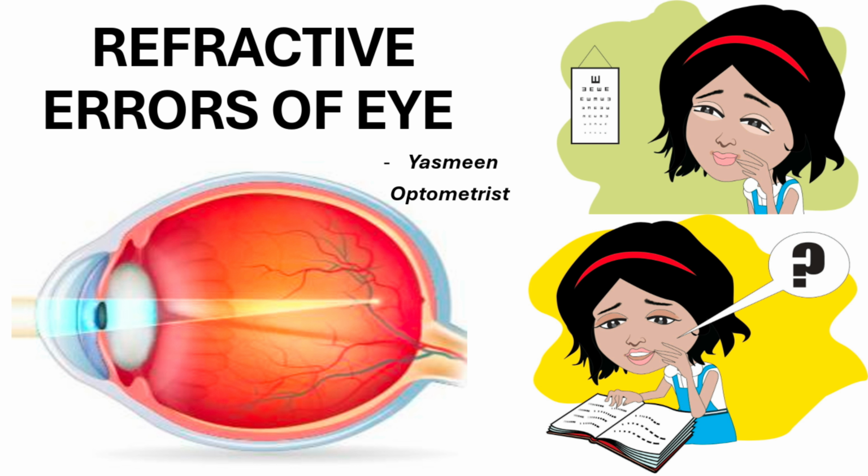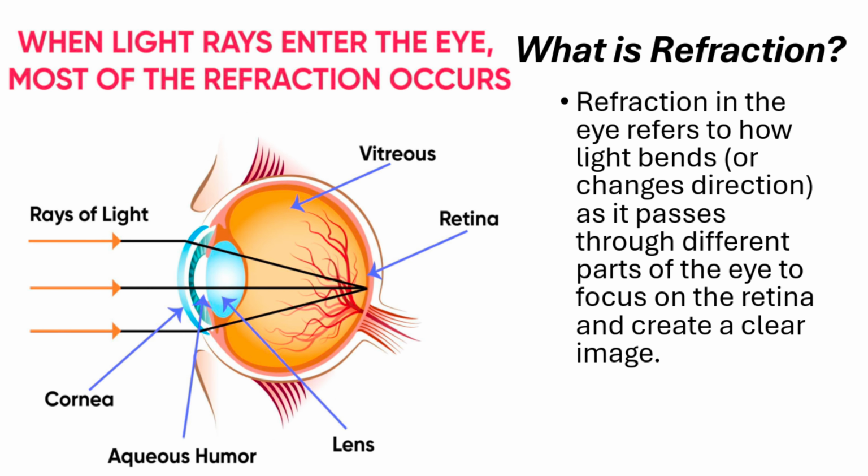In this video, we can learn about the types of refractive errors in the eye. We all know what refraction is. Refraction is when light rays bend as they pass through the different transparent structures of the eye to focus on the retina and give a clear image.